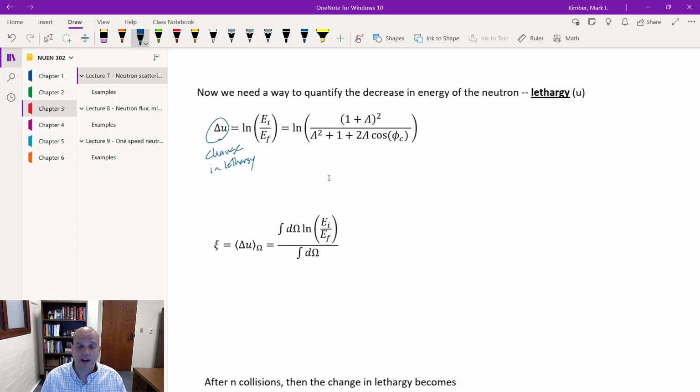So for those of you who've had thermodynamics, this is a state variable, this change in lethargy. And so it doesn't matter the path that I take to get from my initial energy state to my final energy state. All that matters is what those energies were at the initial and final state. And so then I can express this change in lethargy. This here is then my ratio of my initial to final energies.